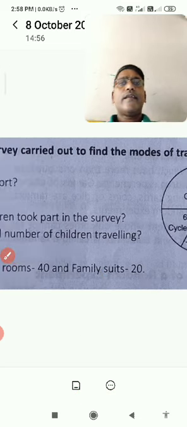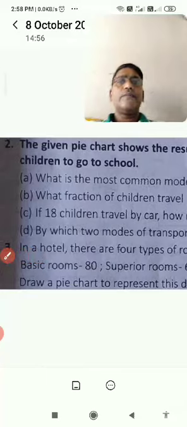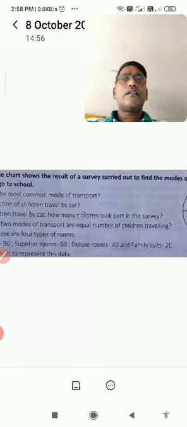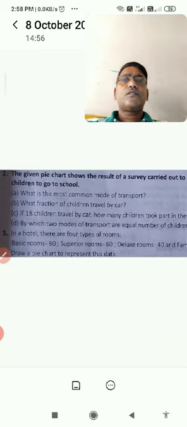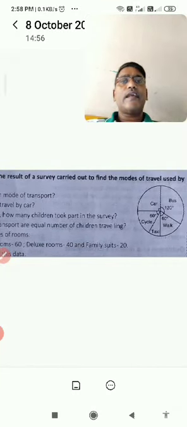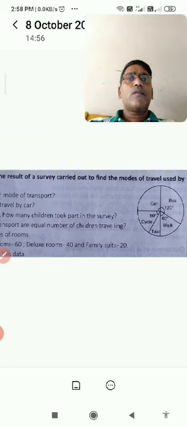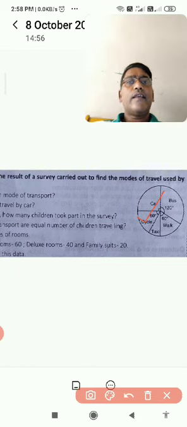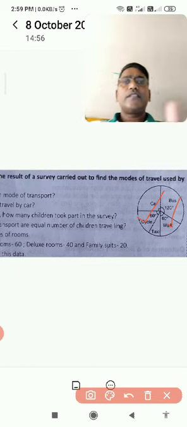Then one more question is there, you see. If 18 children travel by car, how many children took part in the survey? Next question: by which two modes of transport are equal numbers of children traveling? Equal means here 60 degrees, 60 degrees. You observe, 60 degrees is cycle and 60 degrees is walk.